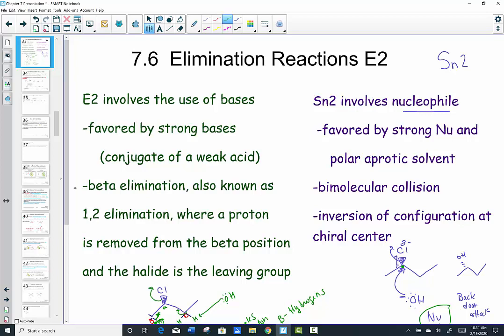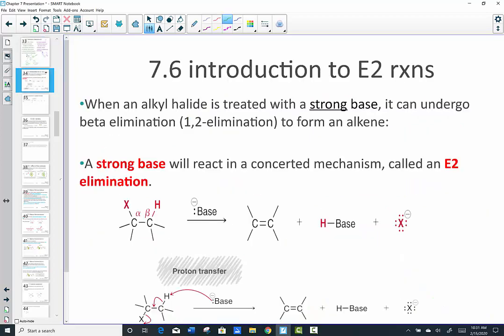We think about E2 elimination as forming a pi bond or a double bond, which is not the case in substitution. Substitution converts one functional group into another. Elimination turns an alkane into an alkene. Let's keep investigating. When an alkyl halide is treated with a strong base, it undergoes beta elimination.